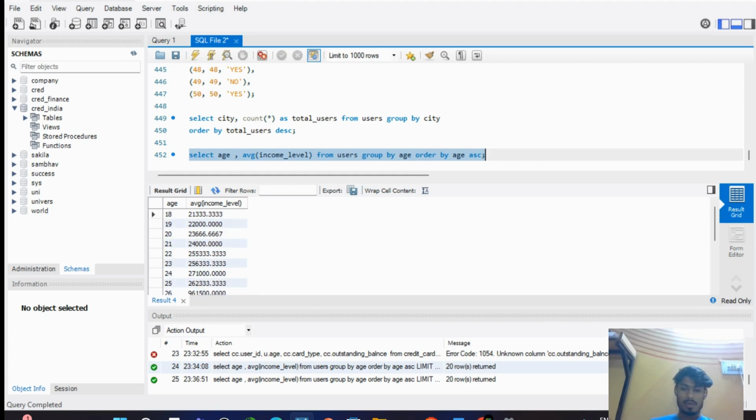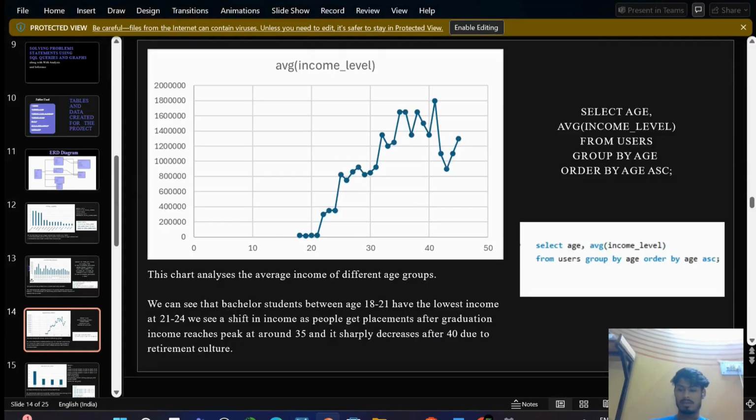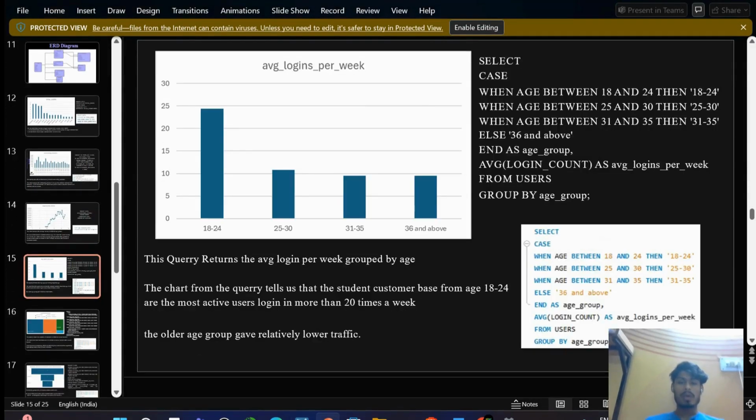So let's run another query. This is the third query. In this query, we can clearly see the average logins per week for users between the ages of 18 to 24. For example, users aged 18 to 24 are likely to open the app 24 times a week. If the user's age is 25 to 30, then maybe they open the app 11 times. Let's run this query in MySQL.